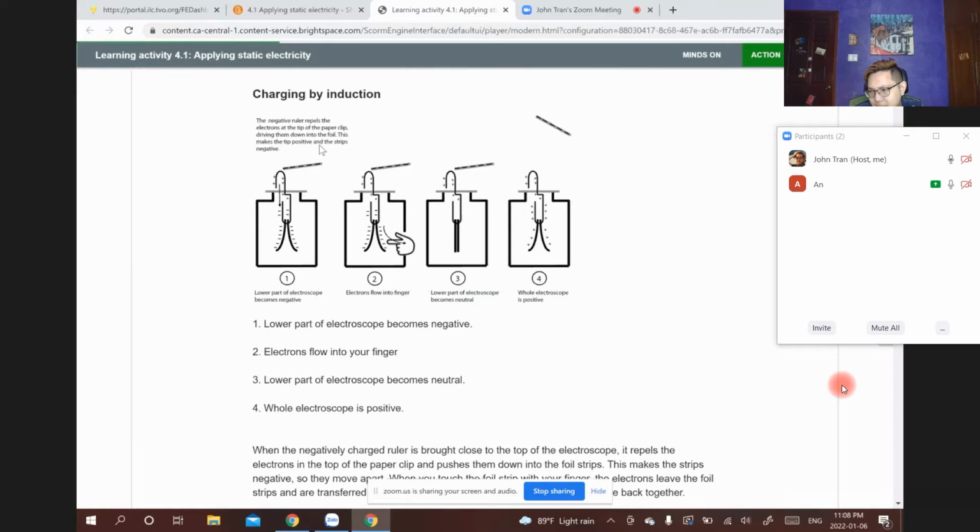So once your finger touches it, all the negative charge flows to your finger, so the whole lower part of the electroscope becomes neutral again.